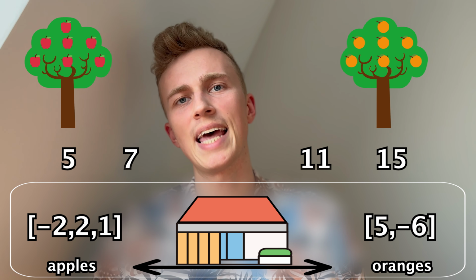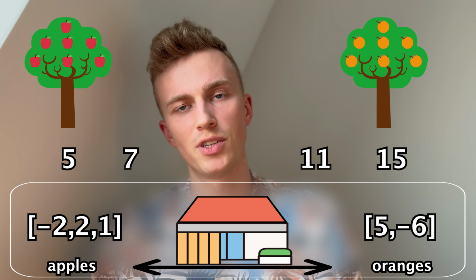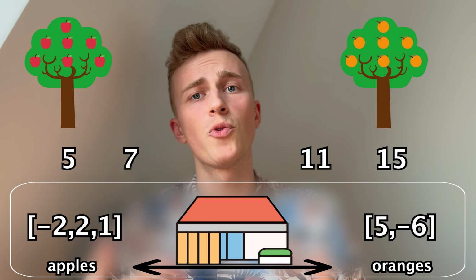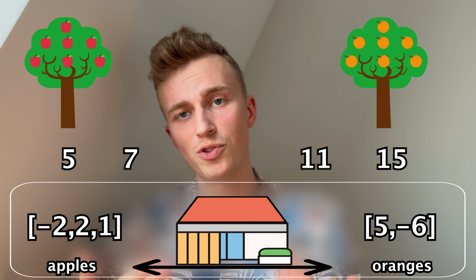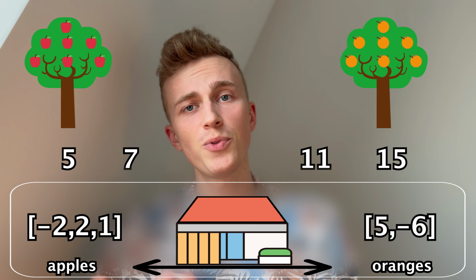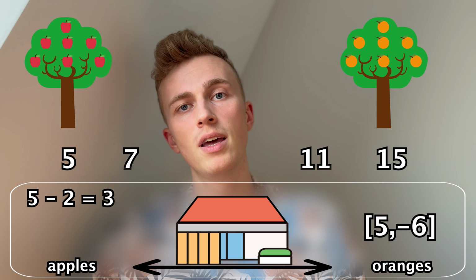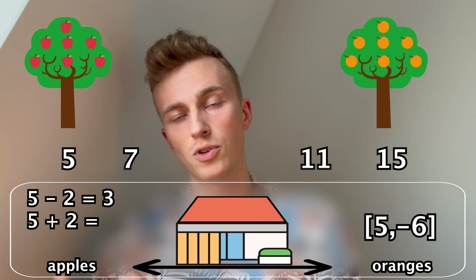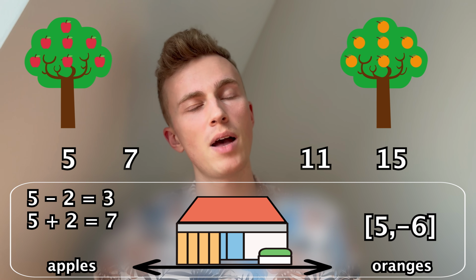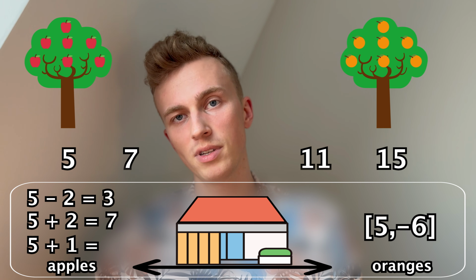So first we calculate the absolute positions of the fruits. So this is where they fall on the x-axis. We do this by adding the absolute position of the tree that the fruit fell from. Starting with the apples. The first apple falls a distance of 5 plus -2, giving us 3. The second apple falls a distance of 5 plus 2, giving us 7. And the third apple falls a distance of 5 plus 1, giving us 6.